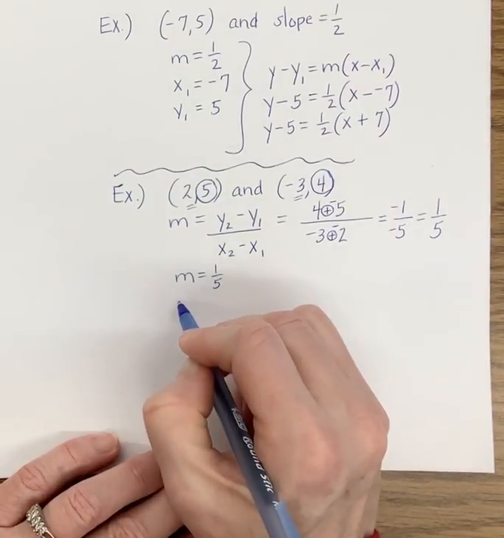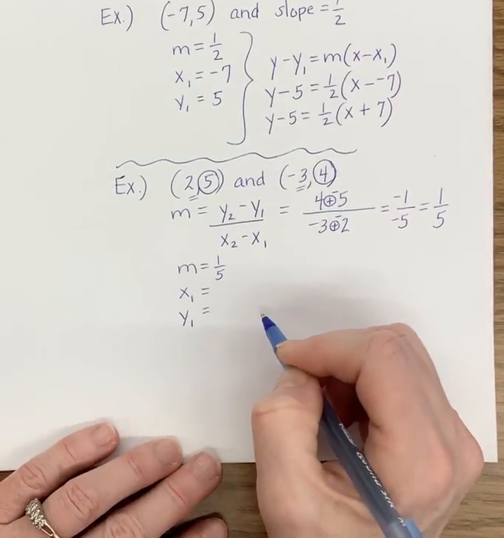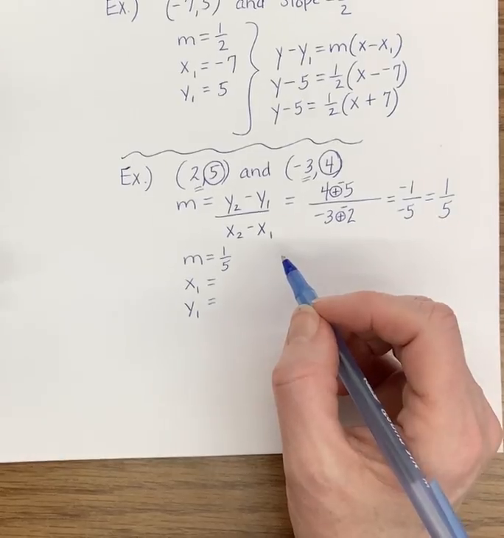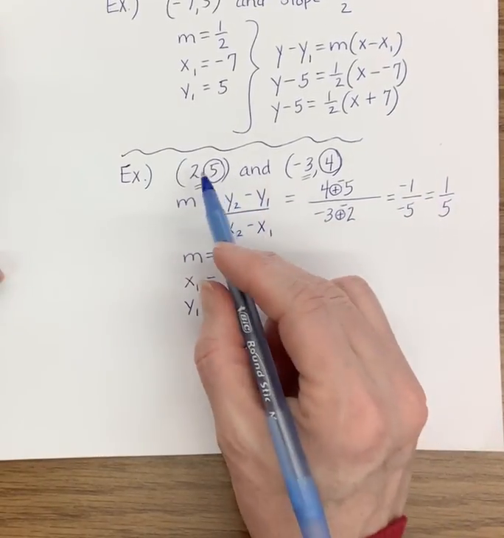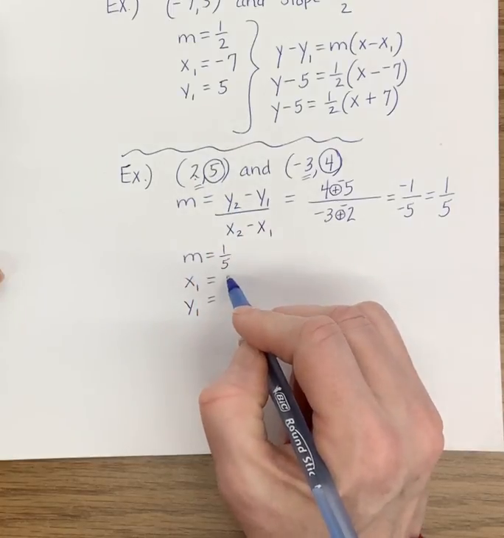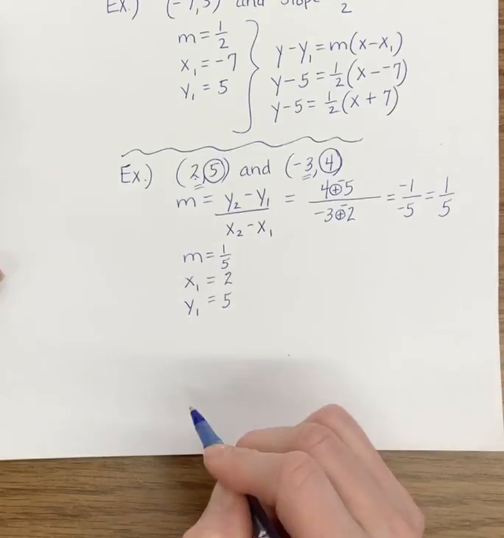We now need x, y. X sub 1 and y sub 1. We may use either ordered pair for this. I'm going to use my first ordered pair. In the ordered pair, x is first, y is second. So x sub 1 is 2 and y sub 1 is 5.